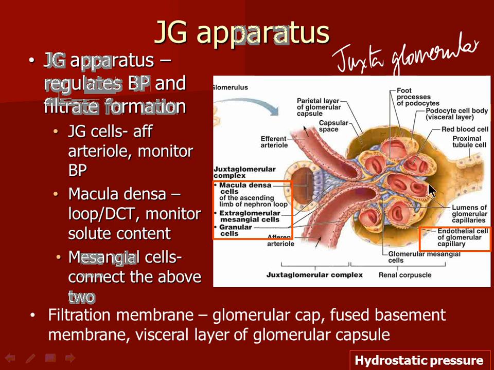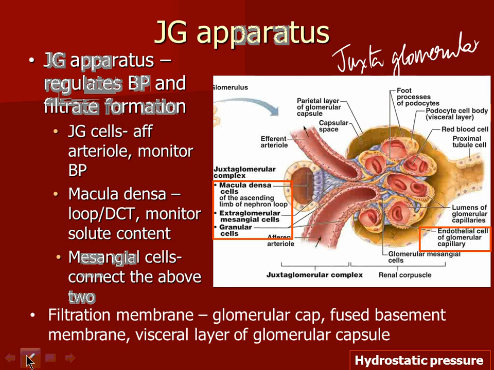So what happens is that in the glomerulus, a pressure is built up, which is fluid pressure, known as hydrostatic pressure. Because of this fluid pressure, fluid can actually pass out through the glomerular capillaries into this Bowman space. And they can only pass out if you have pores between the glomerular capillaries and pores between the visceral layer of that Bowman's capsule.